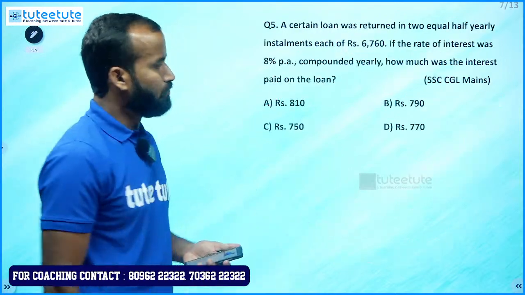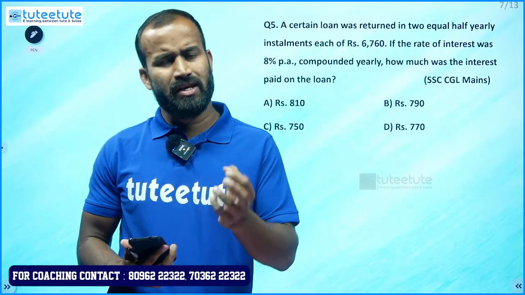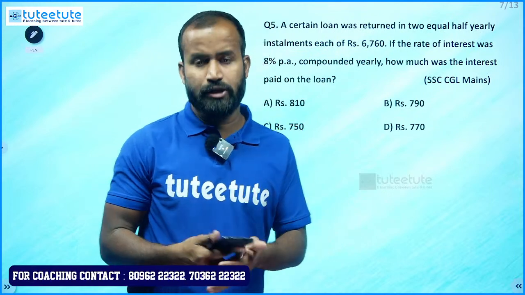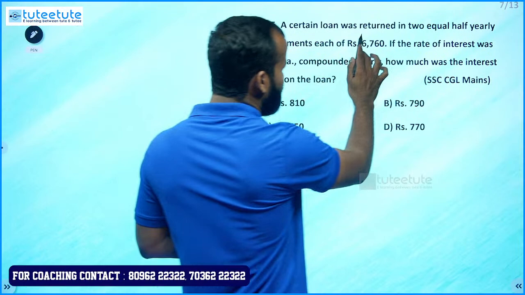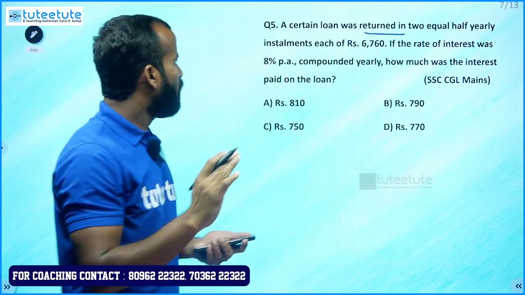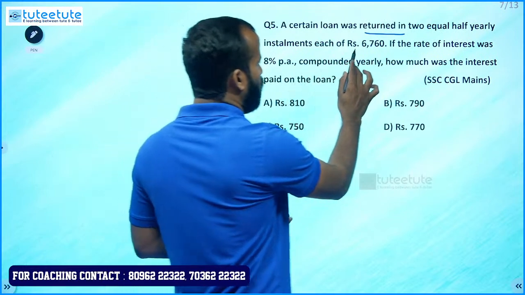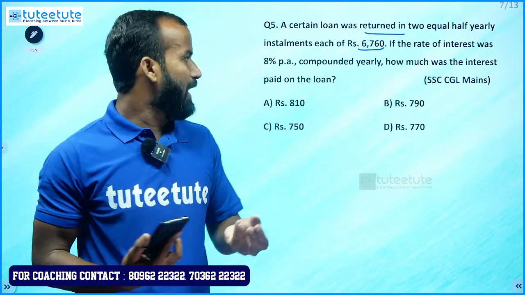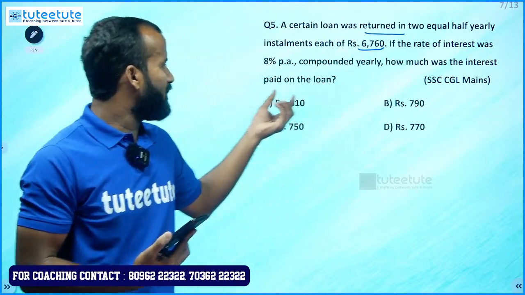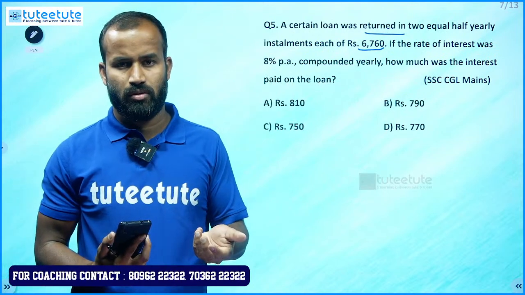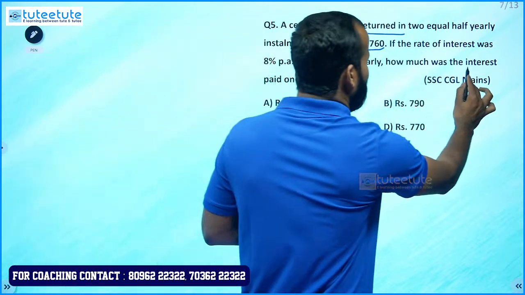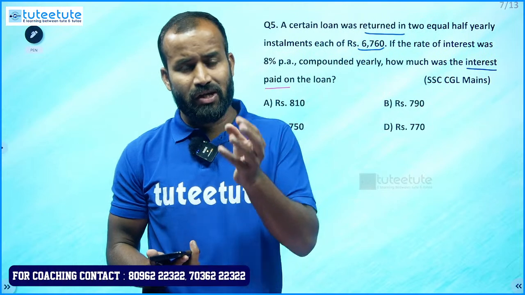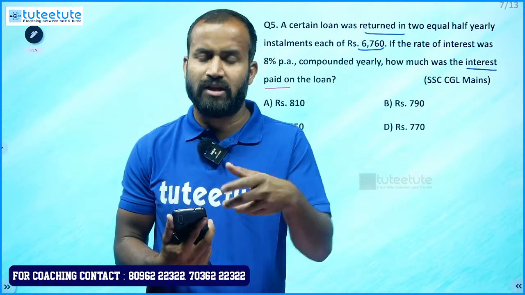Okay, next question. If you know squares and cubes, then calculations will be easy. If you don't know squares and cubes, then calculation will be somewhat difficult. Next question. A certain loan was returned in 2 equal half-yearly installments, each of 6,760. If the rate of interest was 8% per annum, compounded yearly, how much was the interest paid on the loan? Interest is asked in this question. He is not telling you to find compound interest. Compound interest is different. While calculating installments, whatever interest you get, that interest is different.